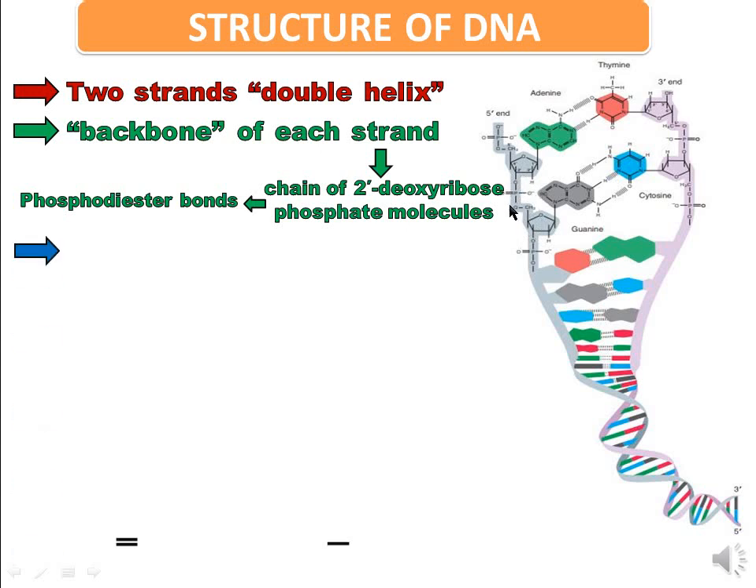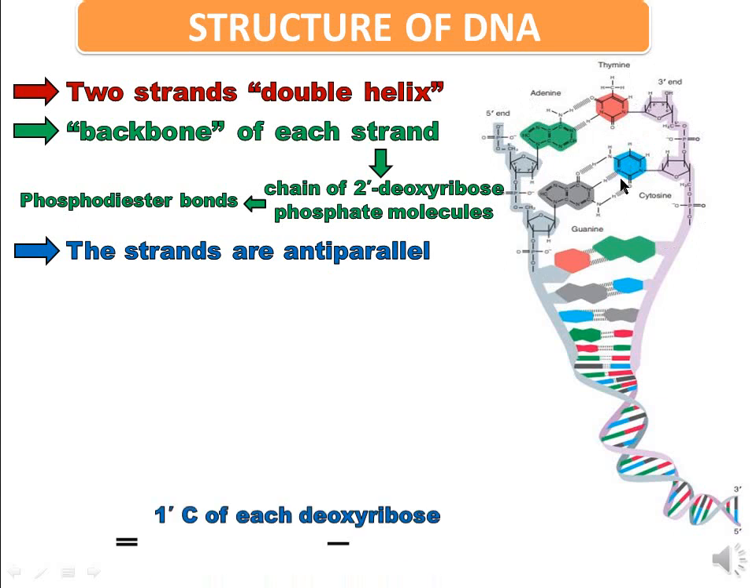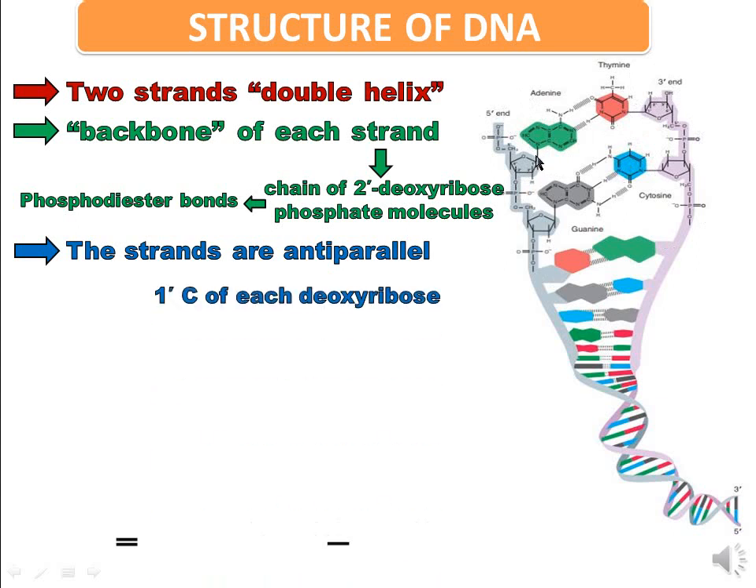And the third point is that the strands are anti-parallel to each other. It means that both these strands progress in opposite manners. The starting point of one strand will face the ending point of the other strand, and the strand starts from the 5 end and ends at the 3 end. And this is carbon number 1 of the molecule deoxyribose, and this is also carbon number 1.